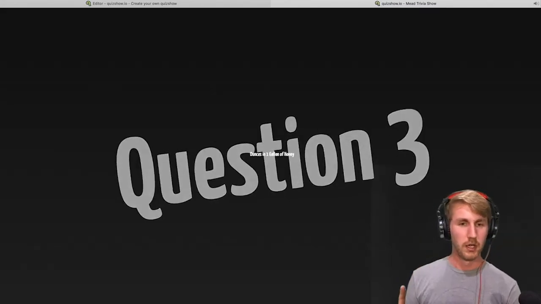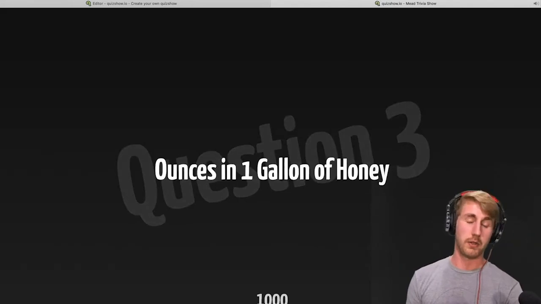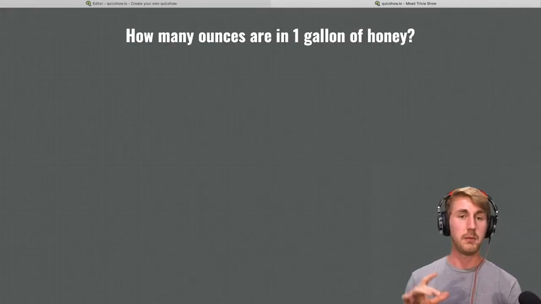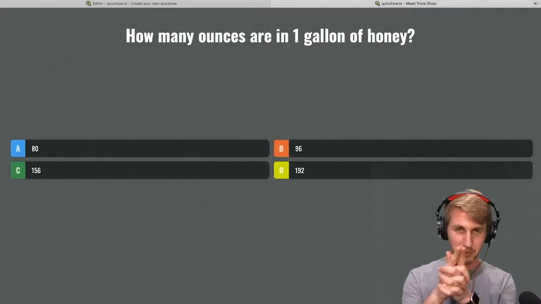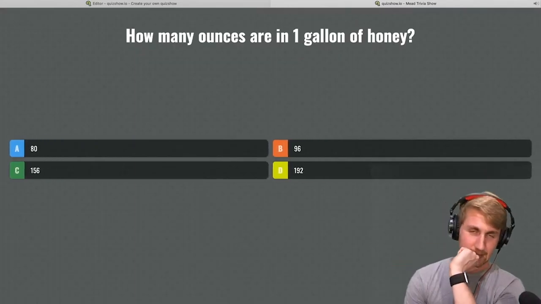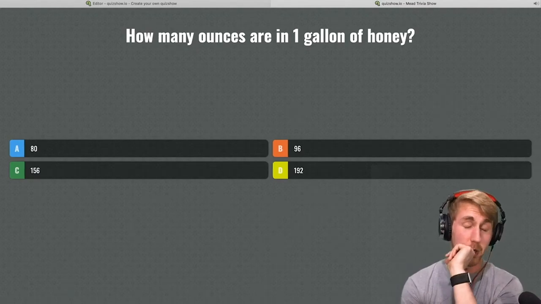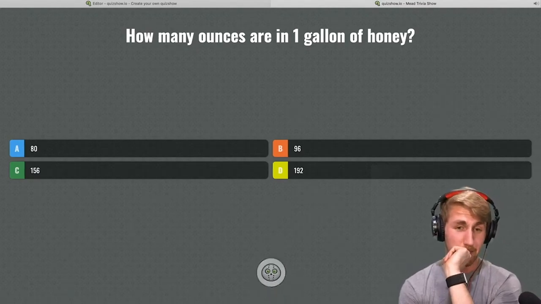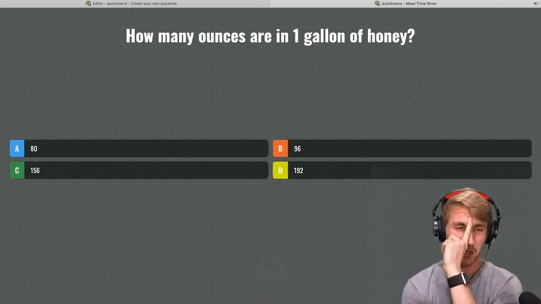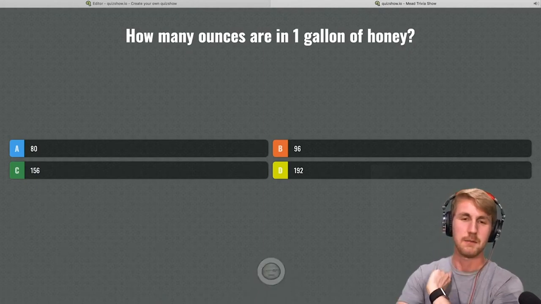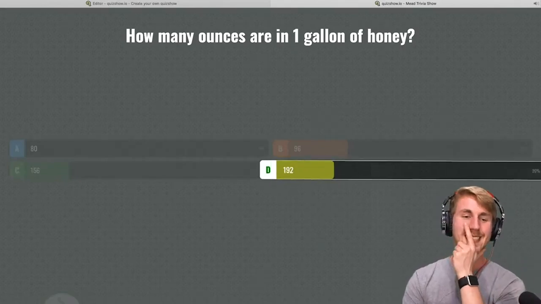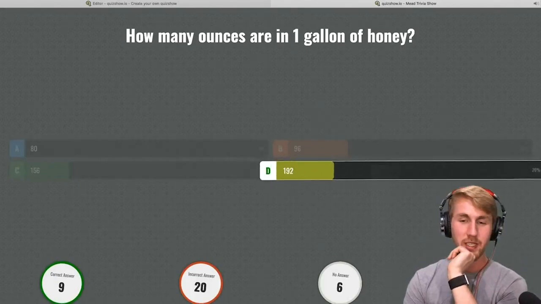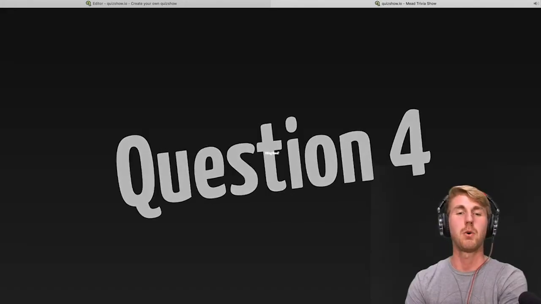Question three, how many ounces in 1 gallon of honey? Someone asked earlier about a calculator. If you know how many ounces are in 1 pound of honey, you have to do a little bit of quick math, but again, you got 60 seconds. How much time we have left? 192 ounces. Oh, this one was tricky. Dunkel, congratulations, Dunkel.